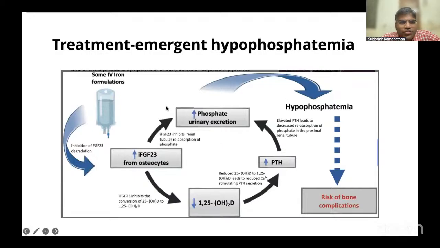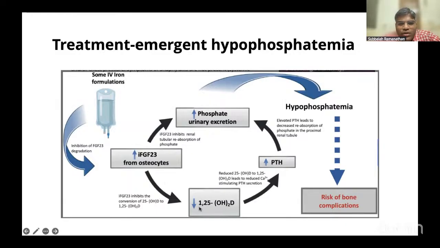The other thing is treatment emergent hypophosphatemia, which is quite common with ferric carboxymaltose. Not all formulations, but some formulations can cause it. It induces FGF23, fibroblast growth factor, released from the osteocytes. It does two things. One is it increases phosphate excretion via urine, so the reabsorption of phosphate is inhibited because of this fibroblast growth factor 23 from osteocytes, which is stimulated by IV iron. And it also inhibits the conversion of vitamin D 25 hydroxy to 1,25 dihydroxy form. So the formation of the active form of vitamin D is hampered.